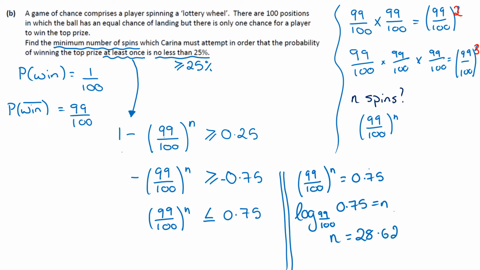They asked us for the minimum value, so we're looking for the lowest whole number it can be, so the next whole number. So the minimum number of spins is going to be 29.